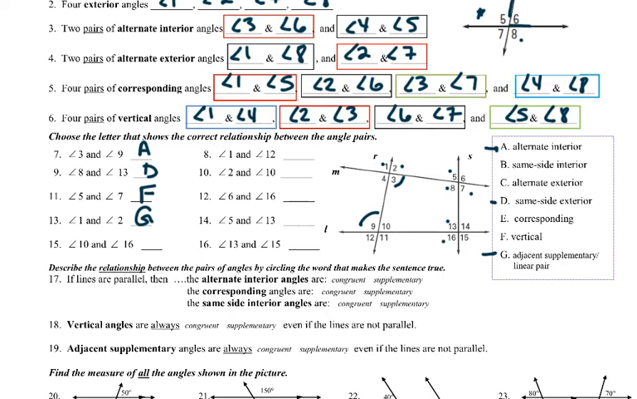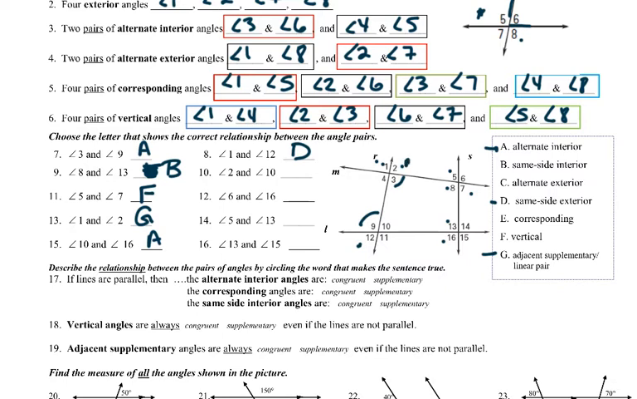10 and 16 are back again to alternate interior. 1 and 12 are same side exterior, D. Actually, I feel like I made a mistake, didn't I, for 8 and 13. That should have been same side interior. Back to that one, sorry, should have been B.